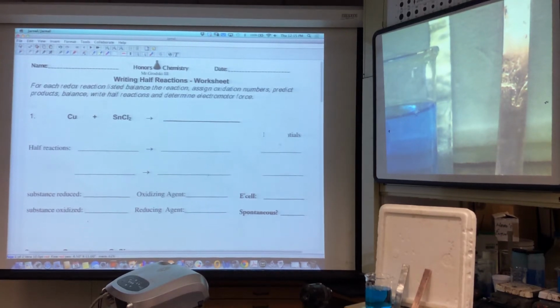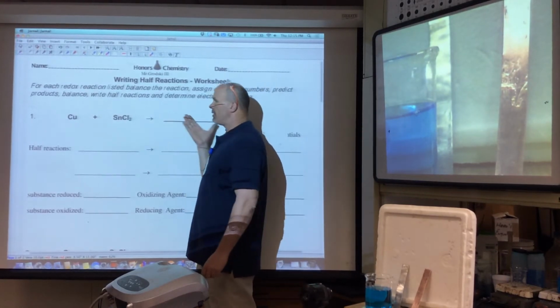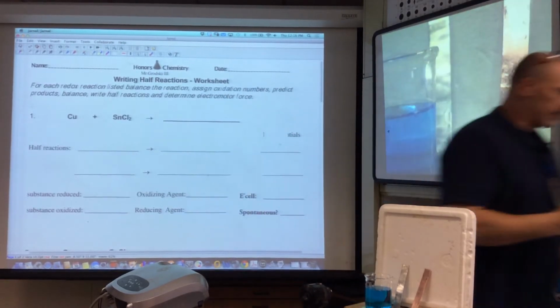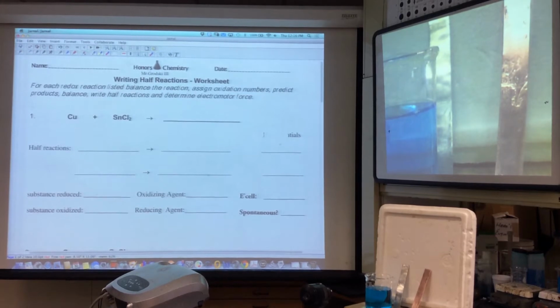Okay, so what we have is the beginning of a single replacement reaction. We should be able to finish this. Okay? So let's try to do that. All right, again, it all starts with assigning oxidation numbers and doing the same thing over and over again.